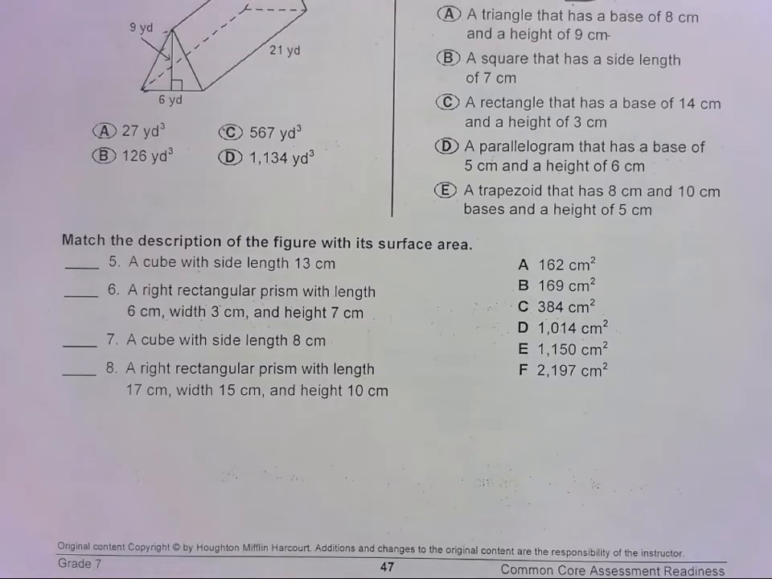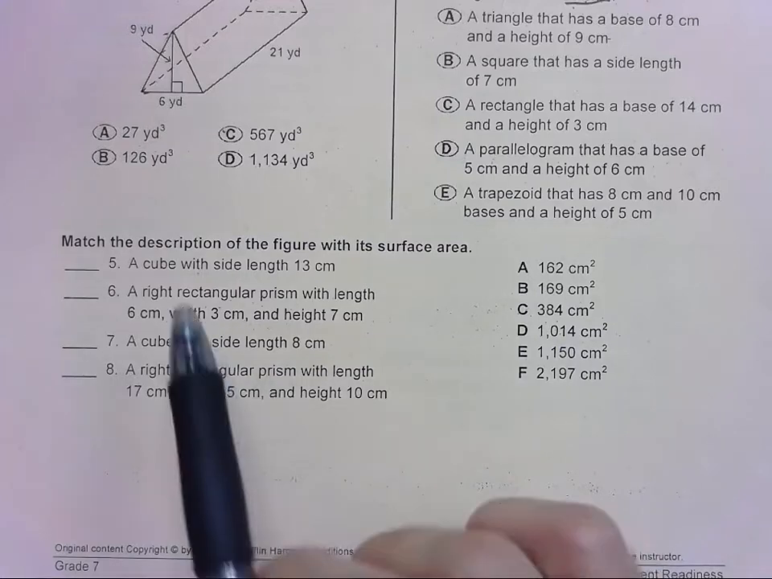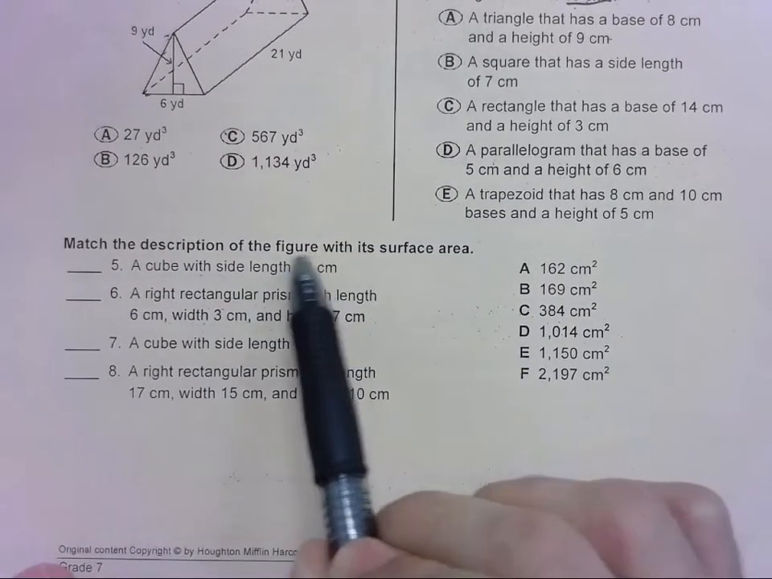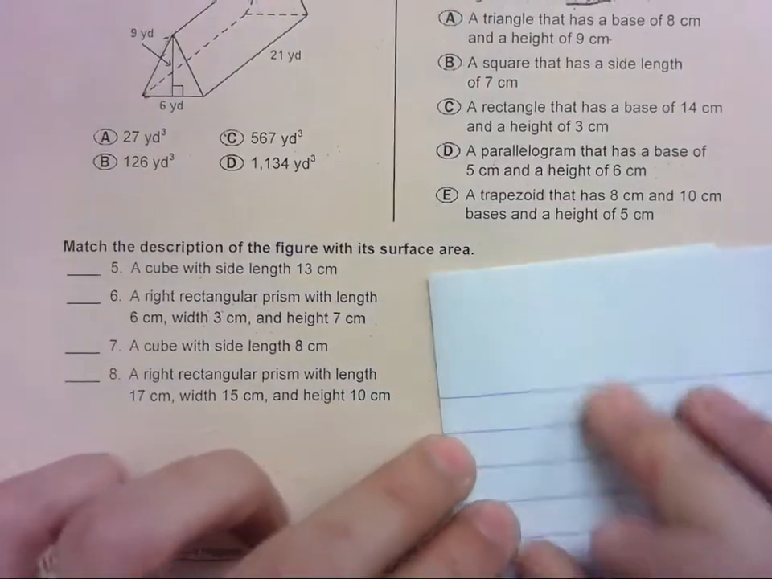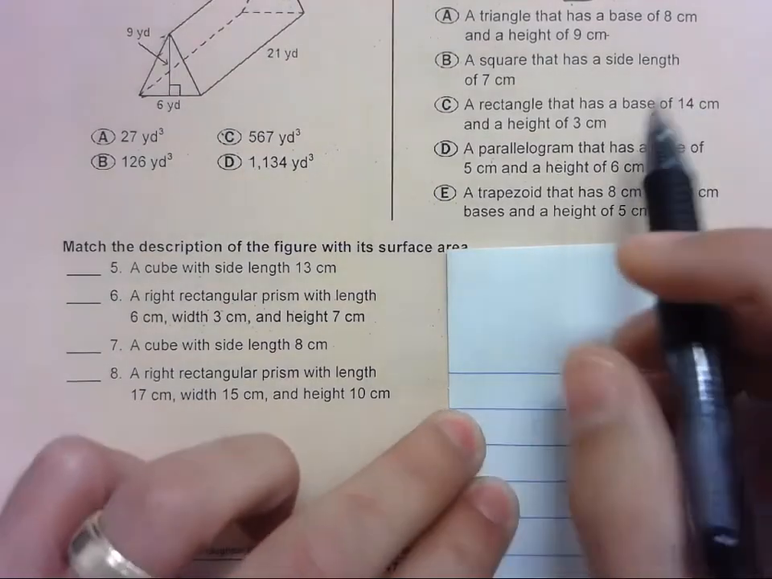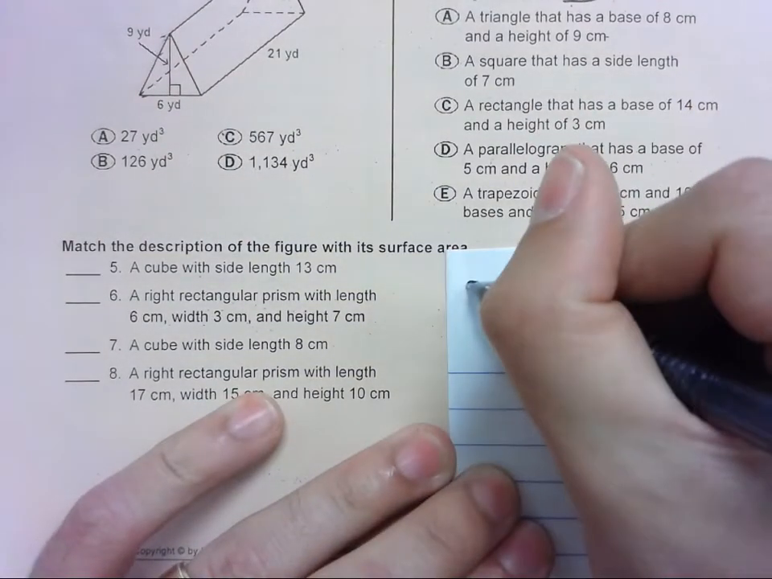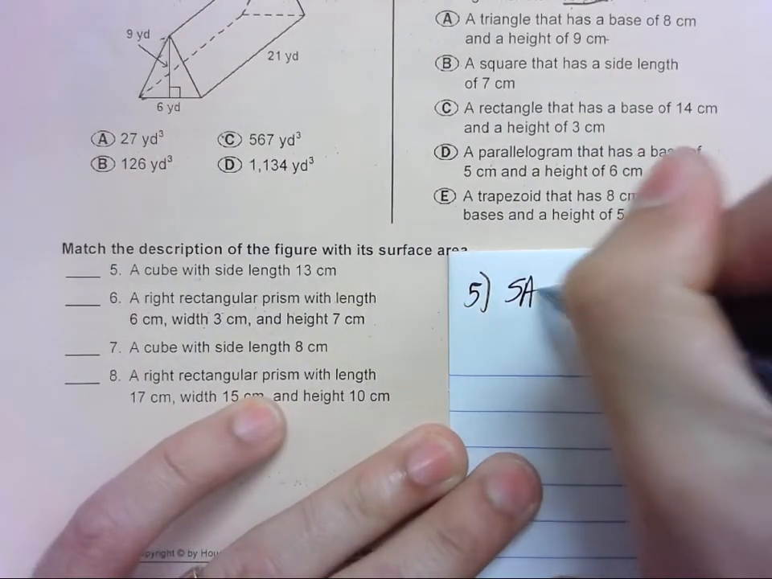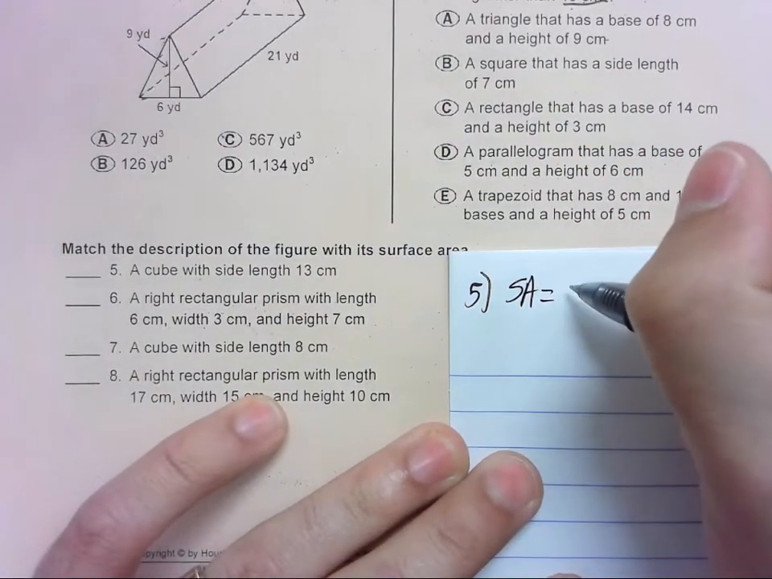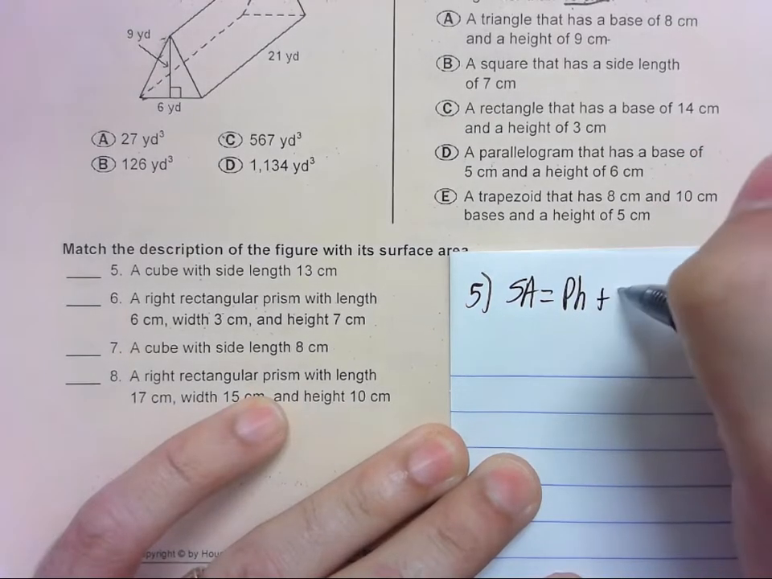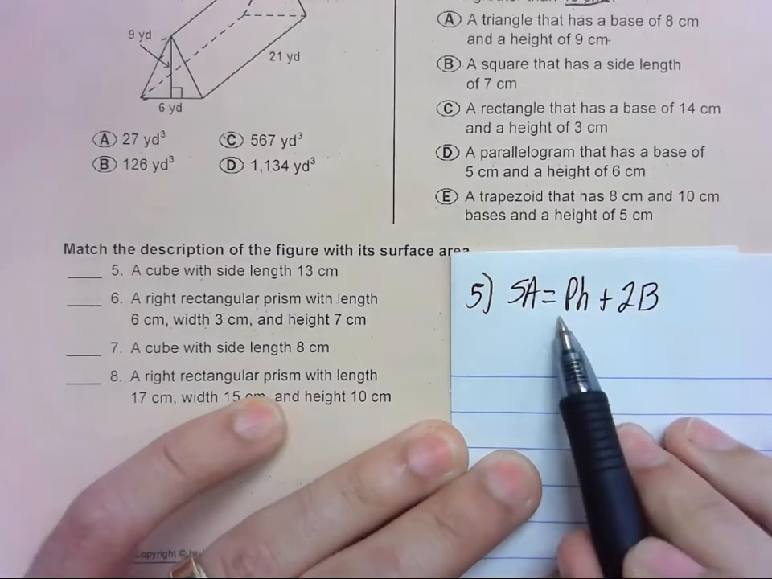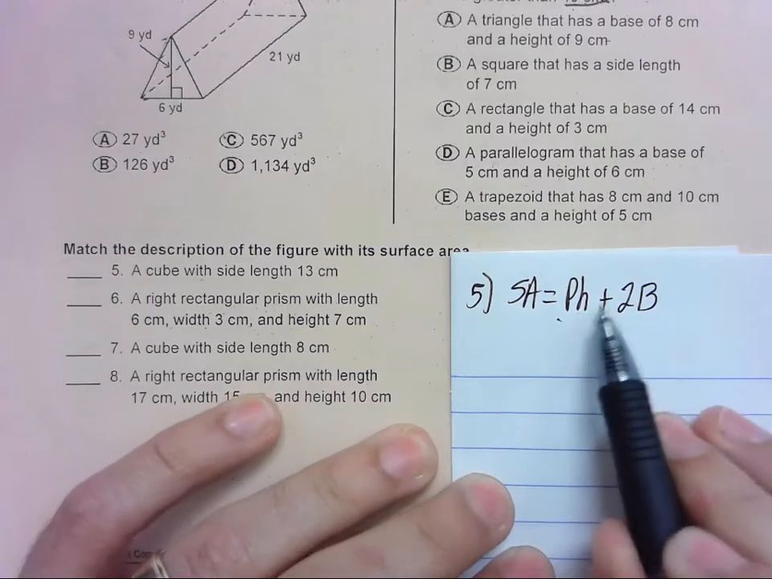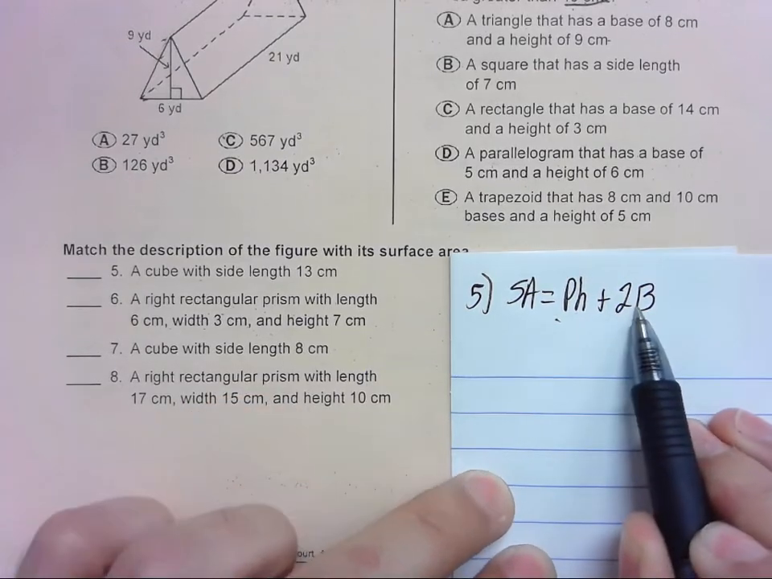7G6. Let's look at 5 through 8. Match each description with its surface area. So, surface area. Let's look at number 5. We're starting with the formula. Surface area equals PH plus 2B: perimeter of the base times height of the prism plus 2 times area of the base.